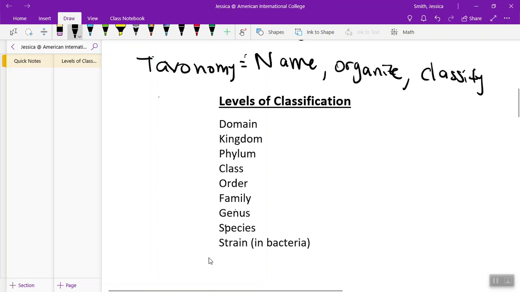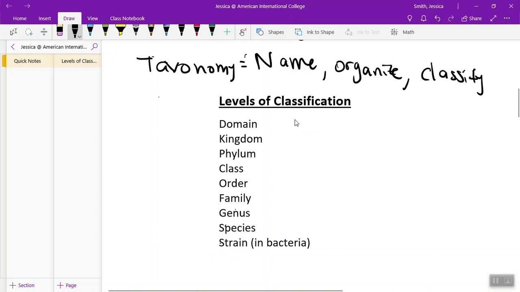And now I'm adding a new one here, strain. Strain is mostly used for bacteria. This is when there's multiple species, they're all the same species, such as E. coli, but there may be some slight differences in the DNA, so we classify them into their own strain. So for example, there's E. coli in our gut that are totally harmless and they're part of our normal flora, but then there's also strains of E. coli that can cause severe food poisoning, so these would be strain.